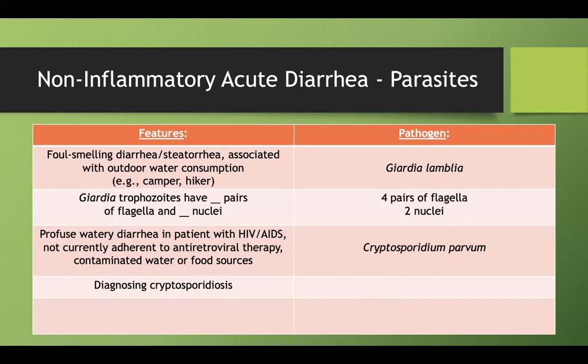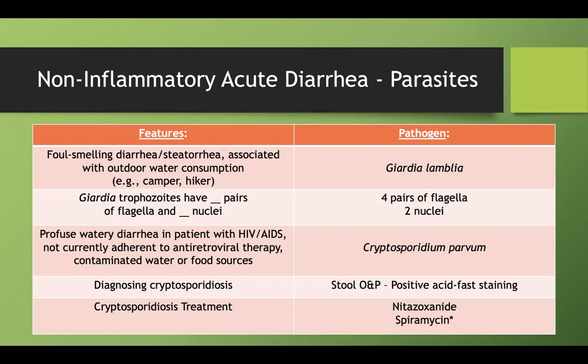And you can diagnose this. There's a few different ways, but a way they like to test it, they want you to know that this specifically can be diagnosed on stool. If you do a stool O&P, it'll stain acid fast positive. And you can treat it. The one you should probably pick on a test is nitazoxanide. It's an FDA-approved medication for cryptosporidiosis. Spiramycin might be mentioned, but if both of these are provided, I would definitely pick nitazoxanide.